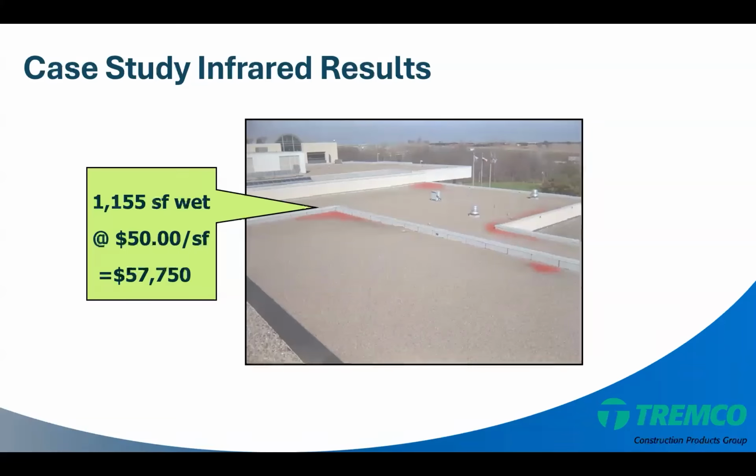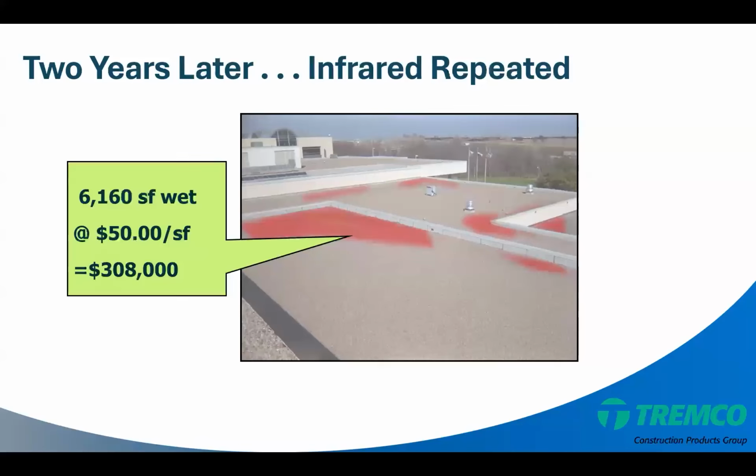But in this situation, this was over a concrete deck, and this was not a school, it was a commercial facility. And so the building owner was like, well, we're not really seeing any impacts inside the building, and if it's not broke, don't fix it. So they chose not to do anything about it at this point. A few years later, we came back and the infrared analysis was repeated.